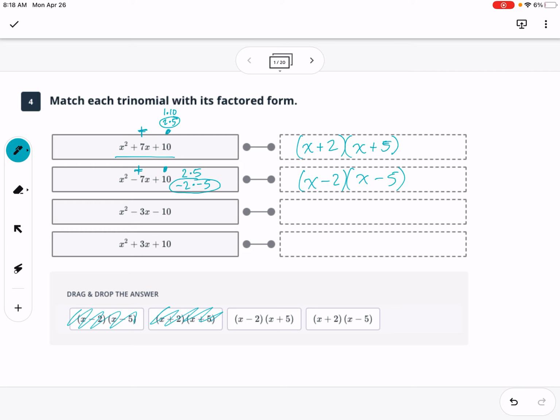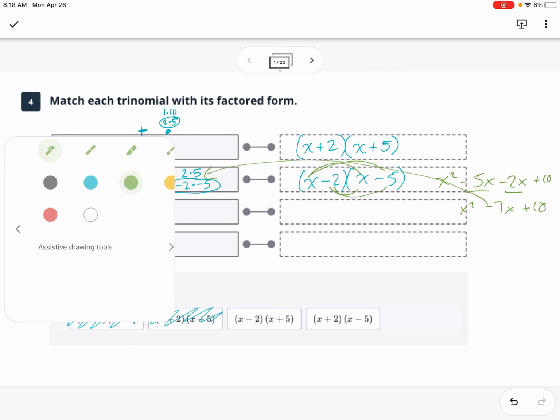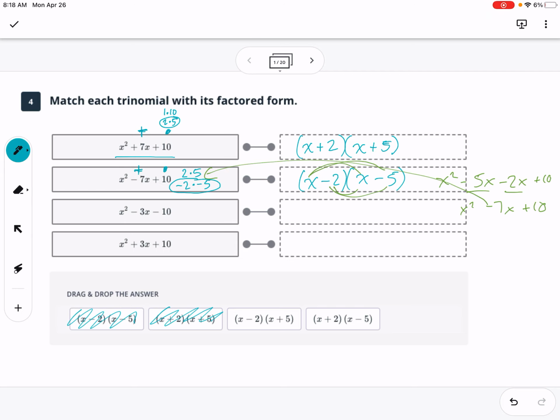And remember, I can always just go ahead and multiply to check my work, right? I can say, okay, x times x, that's x squared. X times negative 5, that's negative 5x. Negative 2x, and then positive 10. And when I combine like terms here, I get negative 7x. And that gives me, of course, the correct answer. That gives me this. Okay, so you can always multiply to check. In fact, you could do this whole problem backwards and that would totally work.